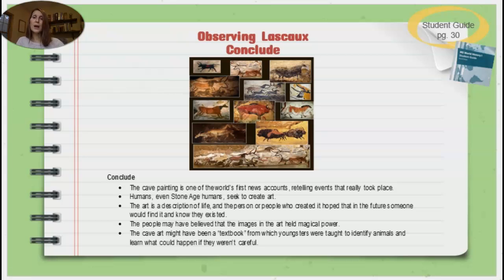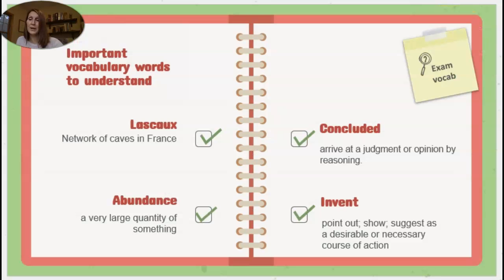Observing Lascaux, conclude. Conclude the cave painting is one of the world's first news accounts, reliving events that really took place. Humans, even Stone Age humans, seek to create art. The art is a description of life, and the person or people who created it hope that in future someone would find it and know that it had existed. The people may have believed the images in the art had magical power, and the cave art might have been a textbook from which youngsters were taught to identify animals and learn what could happen if they weren't careful.